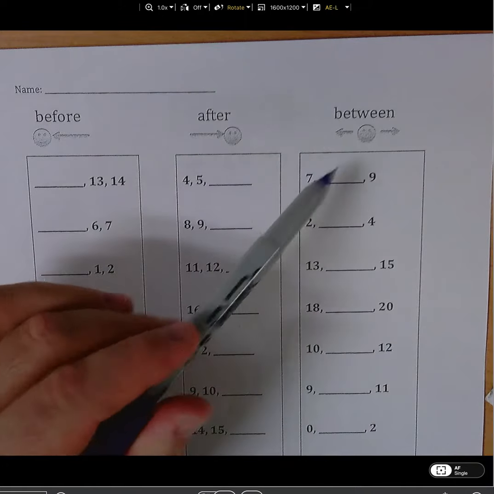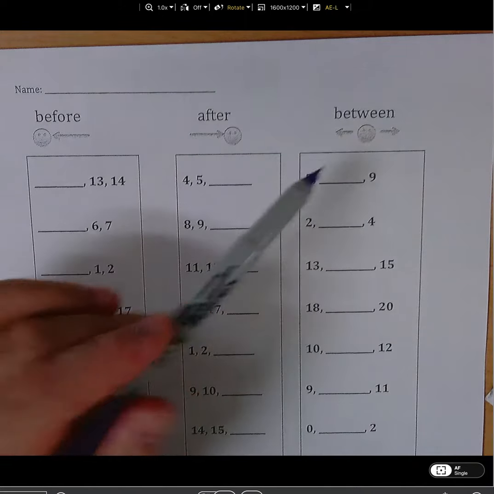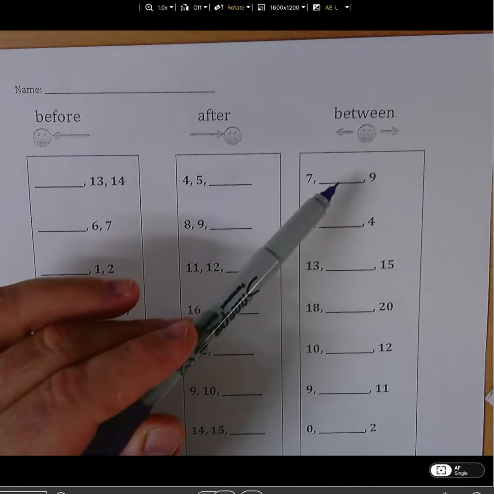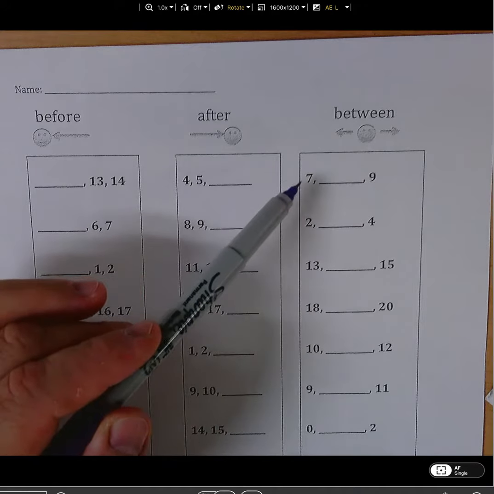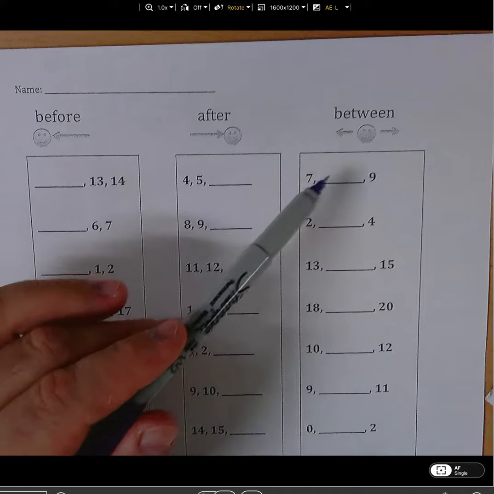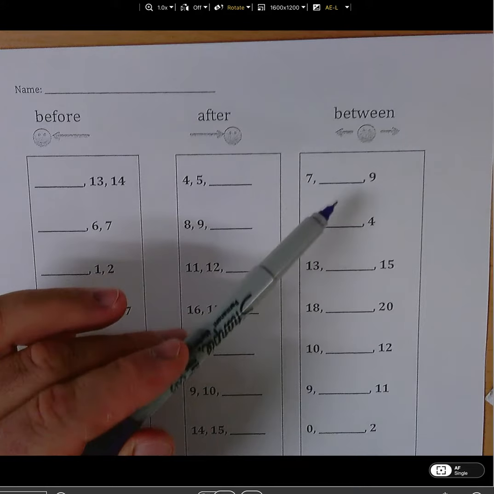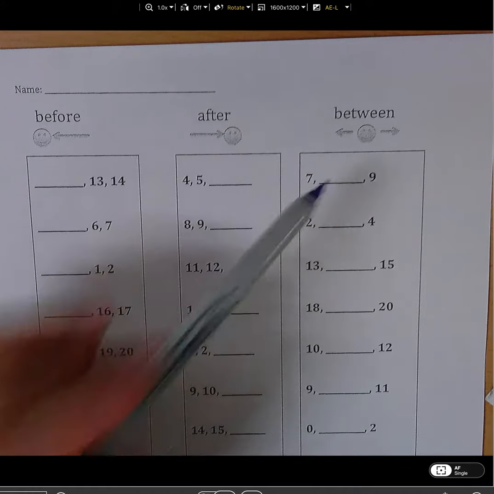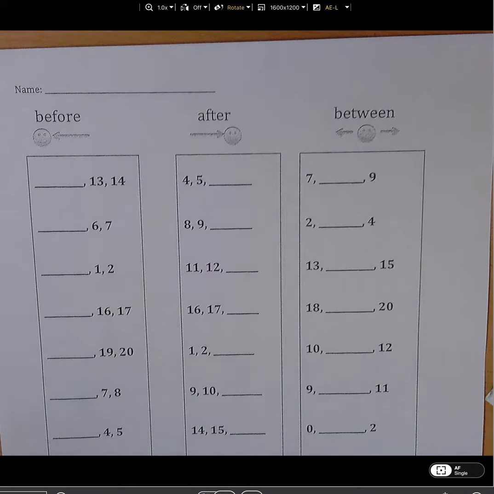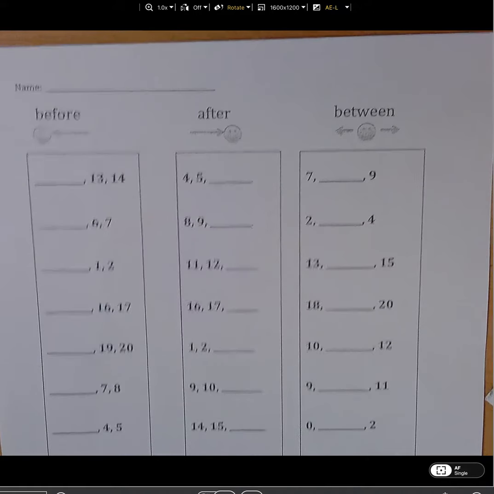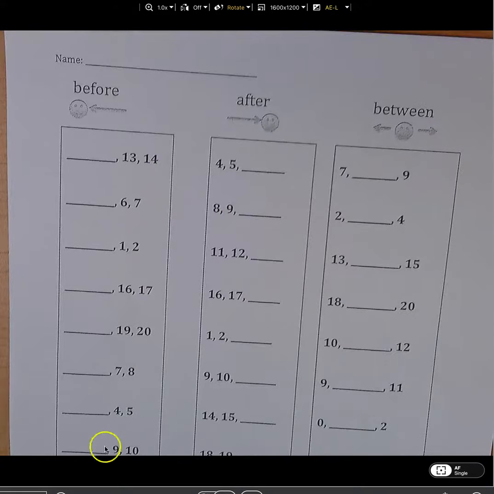And in the last box, the between box, you need to figure out the number that comes between these two numbers. So when you're counting 7 blank 9, what number comes between? All right, if you need more help, keep watching the video. If you think you got it, you may go ahead and do the paper on your own. But if you need more help, let's take a look at a few of these.